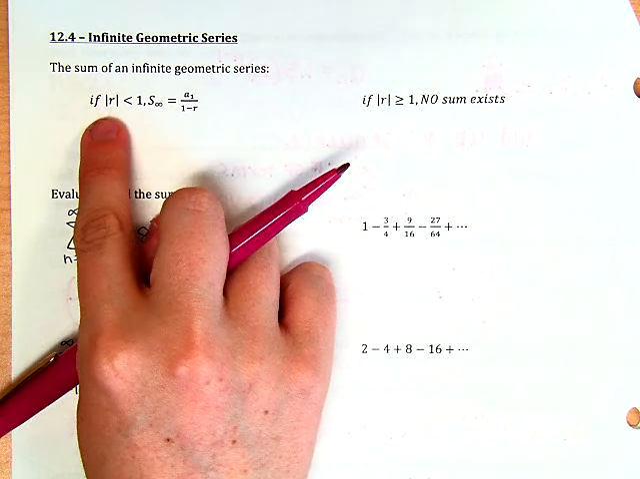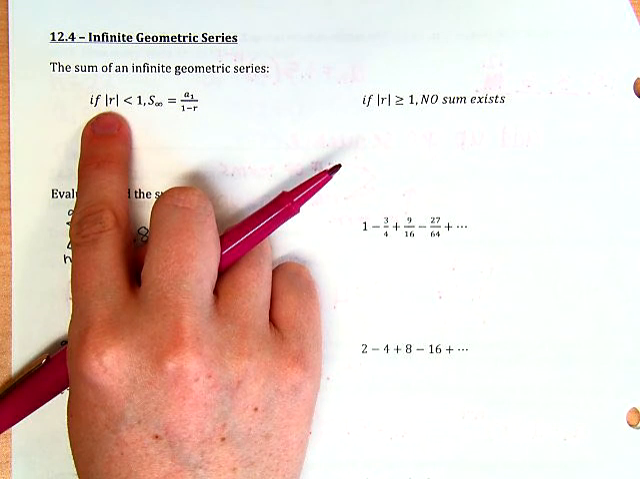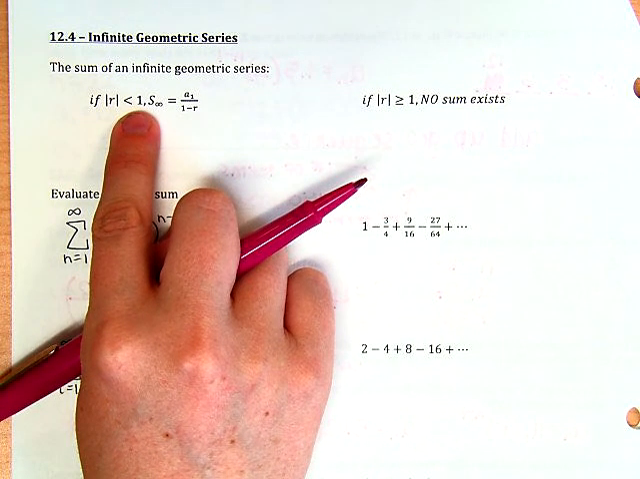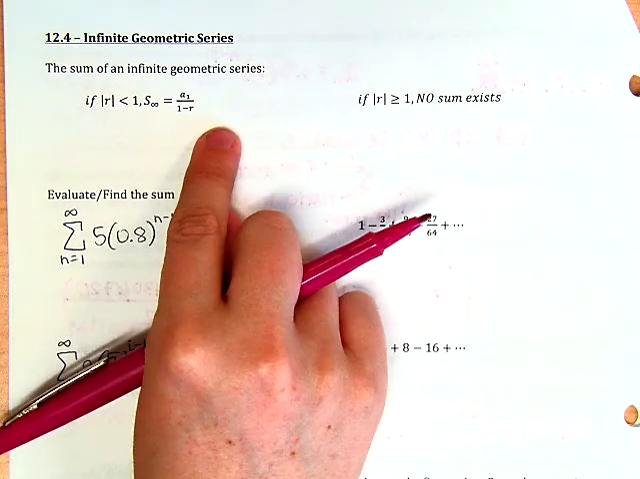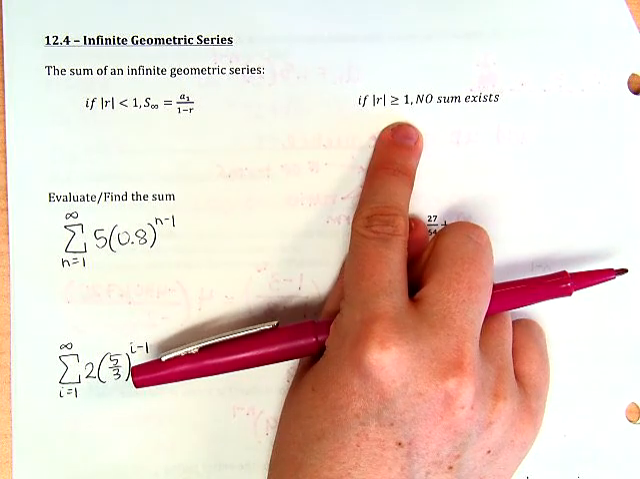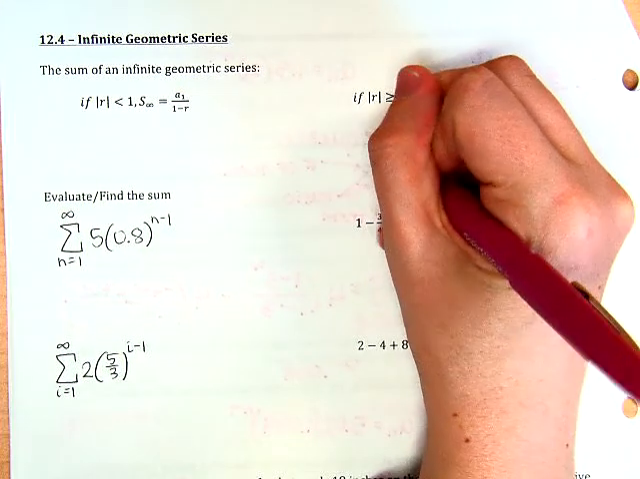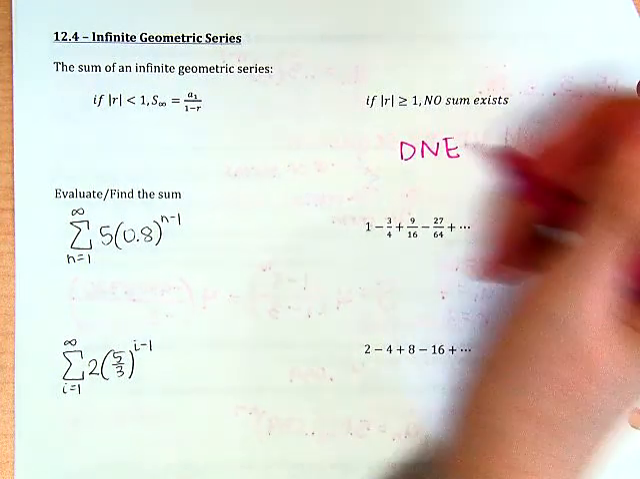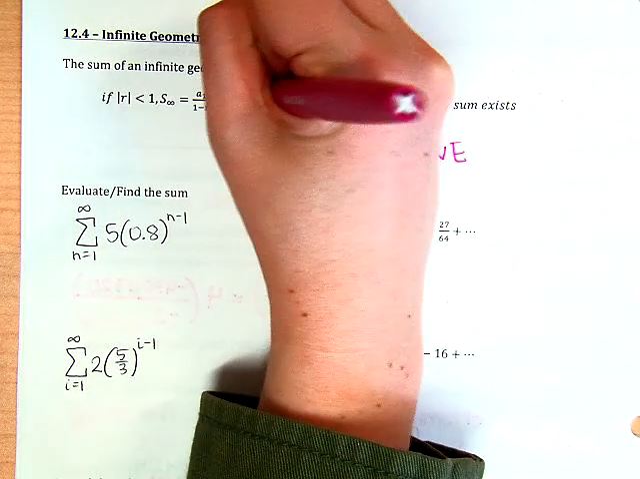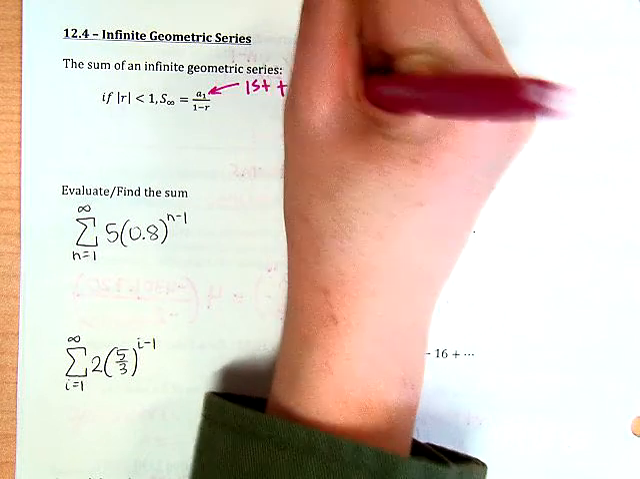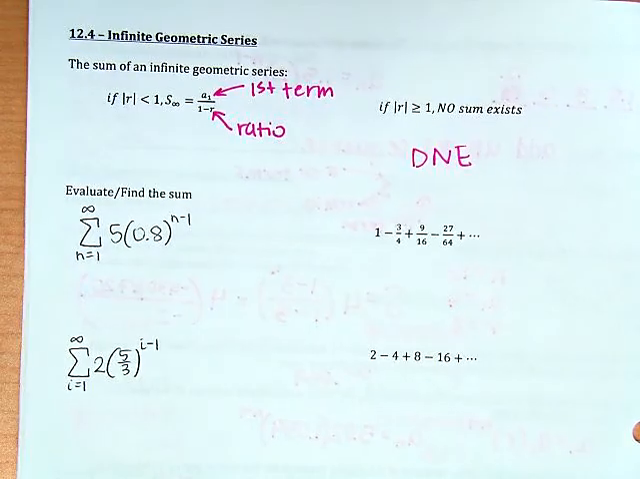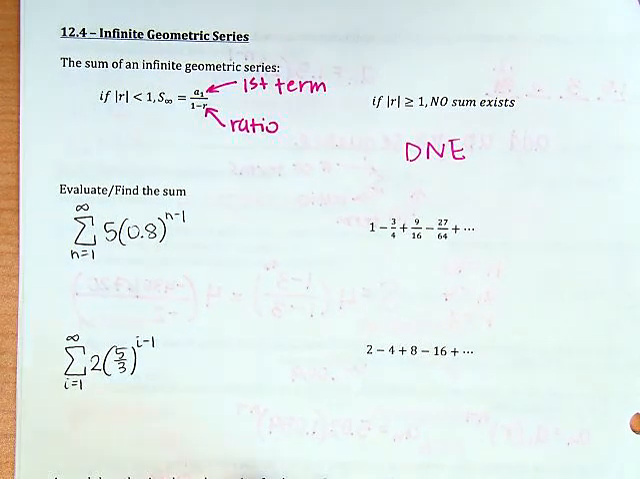If, there's two things here. If the absolute value of my ratio is less than 1, then I use this formula. If it's more than 1, then it does not exist. D, N, E. And we'll comment on that later. For this formula, all I need is my first term and my ratio. That's the only two things I need to solve this.